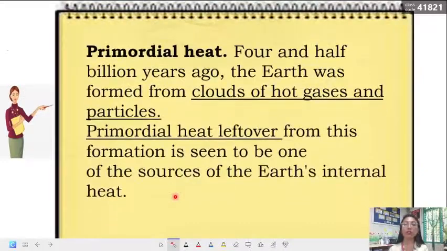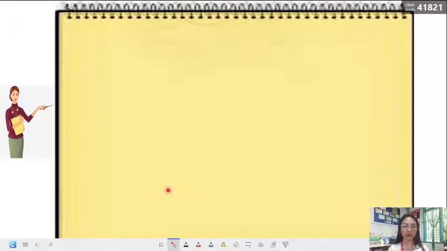Next, primordial heat. From 4.5 billion years ago, the Earth was formed from clouds of hot gases and particles. Okay, take note, clouds of hot gases and particles. So, the primordial heat leftover from this formation is seen to be one of the sources of the Earth's internal heat. Itong mga residual, mga nahabilin na formation of clouds of hot gases and particles daw, it's also one of the source of the Earth's internal heat. Okay?